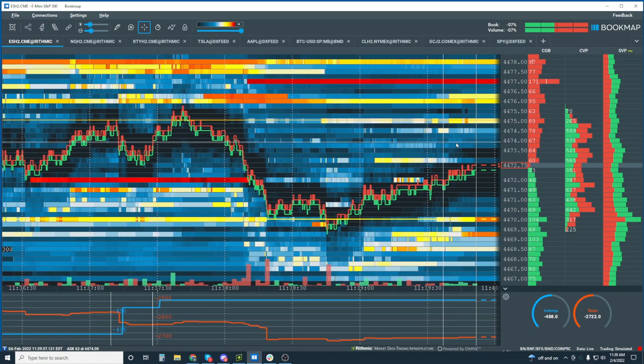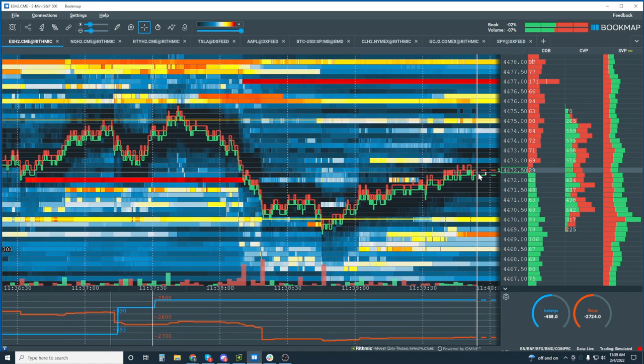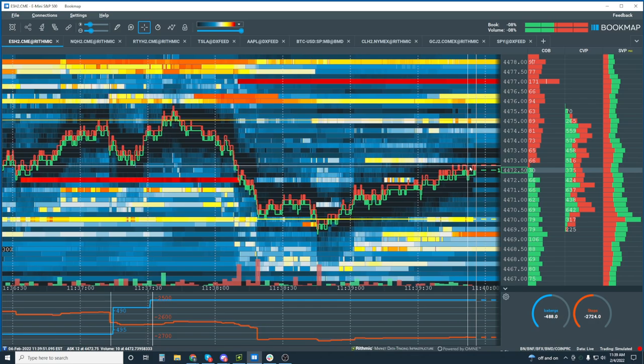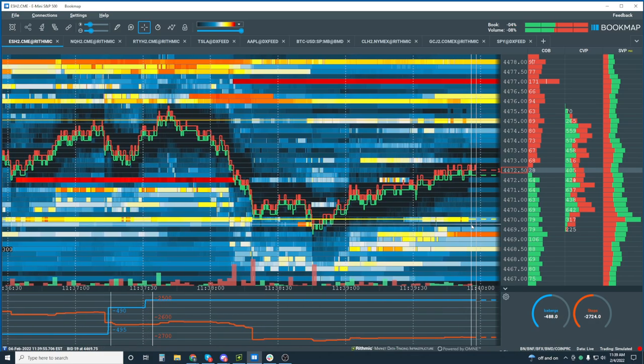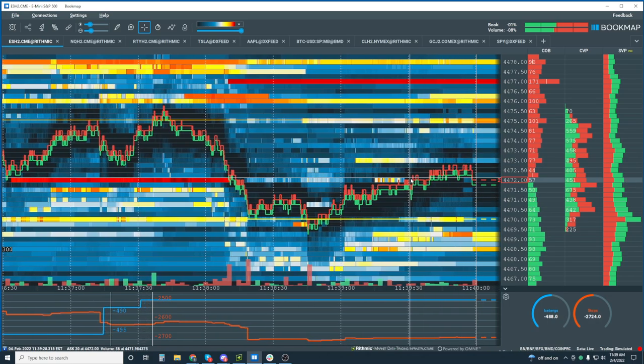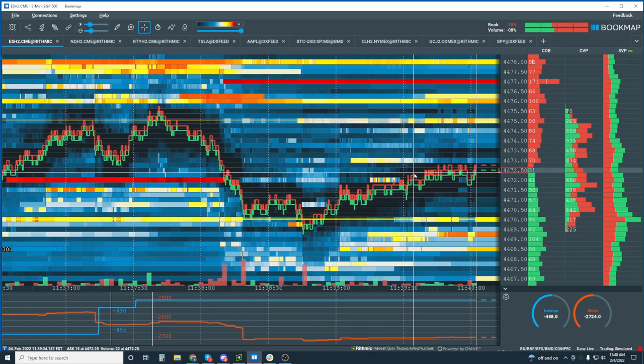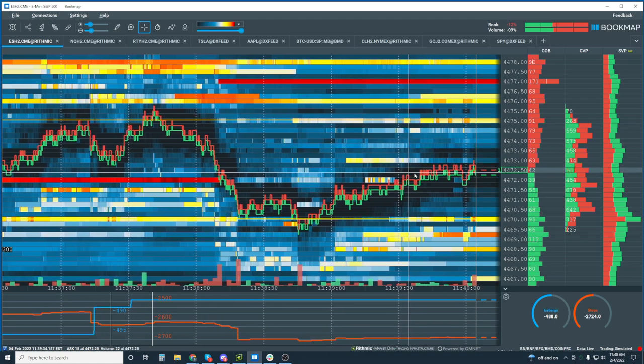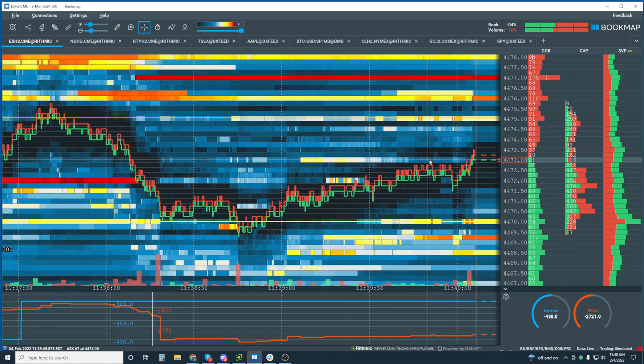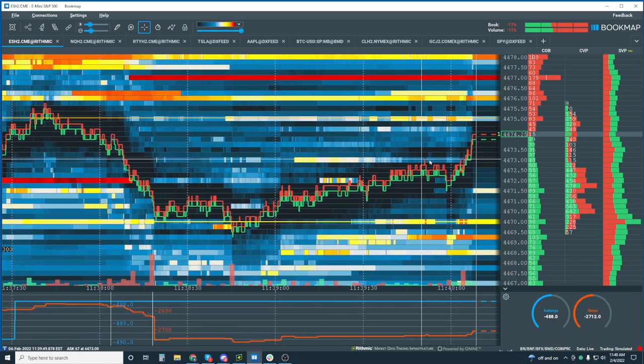$72 is VWAP. So we've got our VWAP and our point of control very close together, within a two-point range. There's going to be some bouncing around in here, I bet.